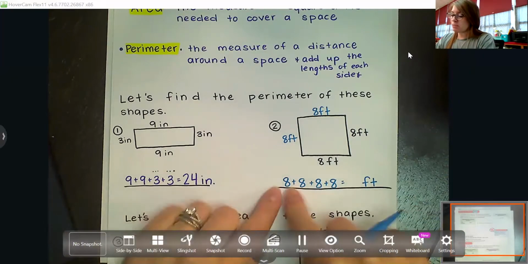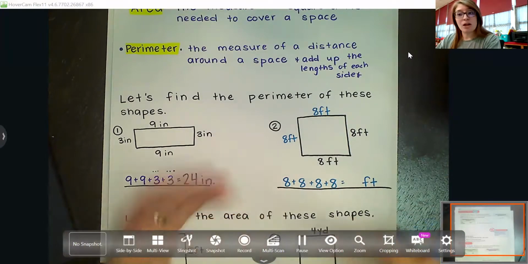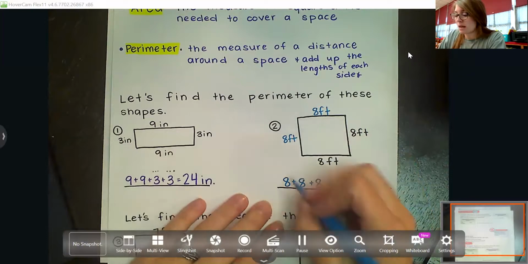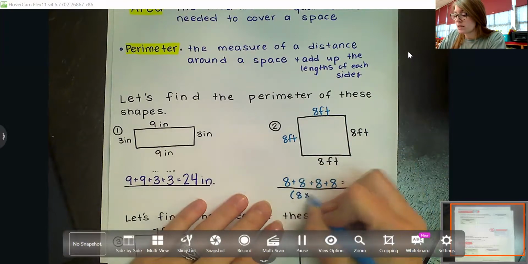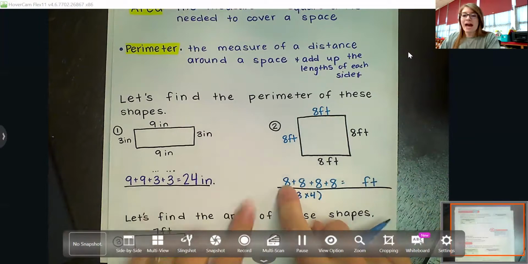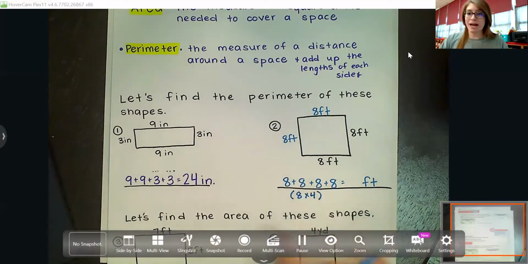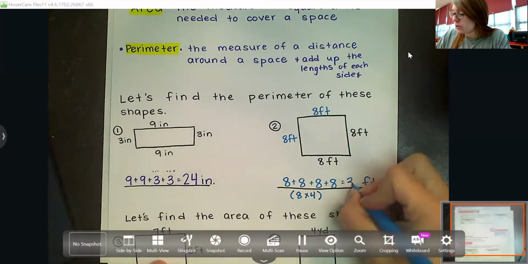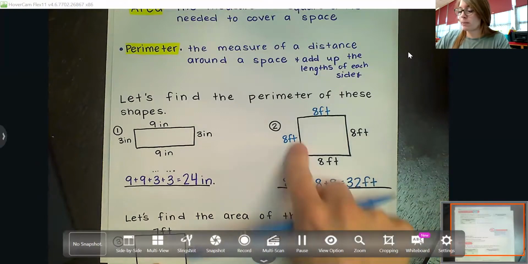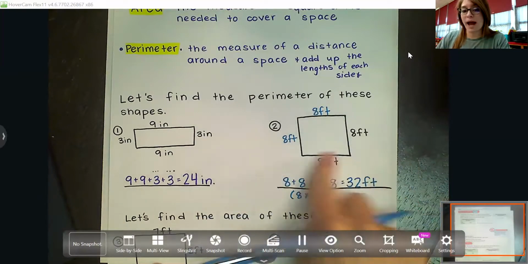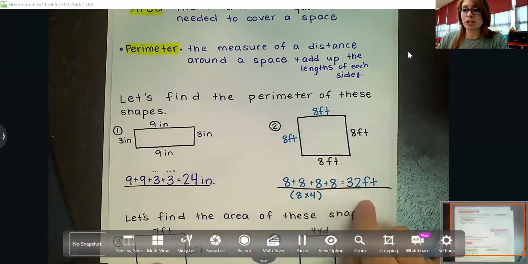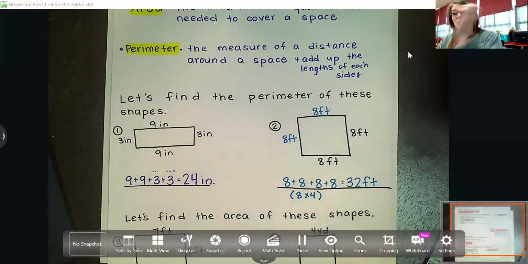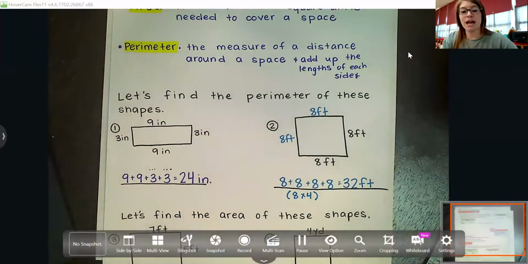So make sure you include that with your answers. Okay. So I've got 8 plus 8 plus 8 plus 8. Another thing I could also do, because it's all the same, is I could say 8 times 4. So when I add up 8 4 times or multiply 8 times 4, what do I get? Very good. I do get 32 feet. So the perimeter or the measurement around this shape is 32 feet. Great job, guys. Okay, let's move on to area and take a look at that.